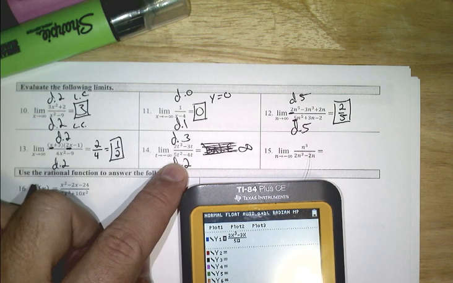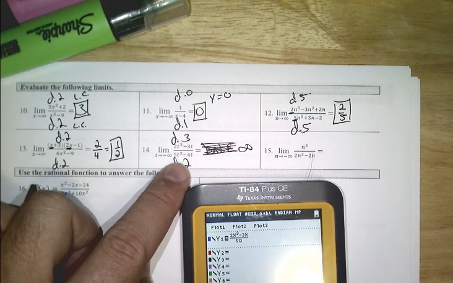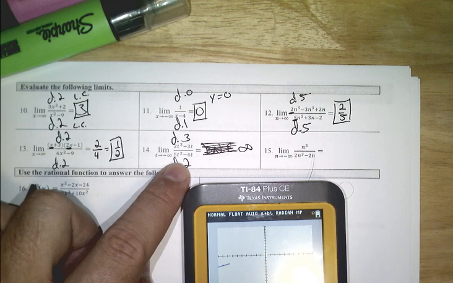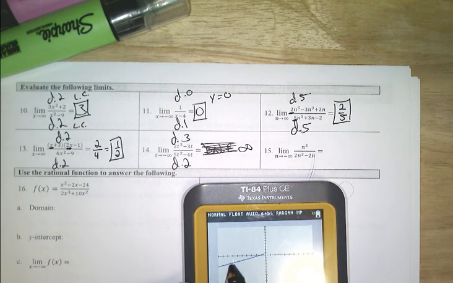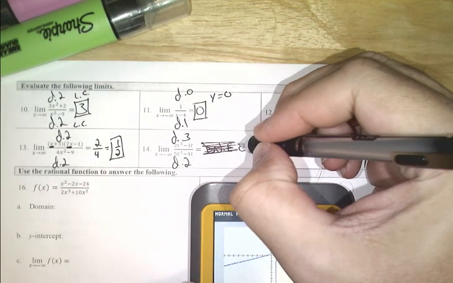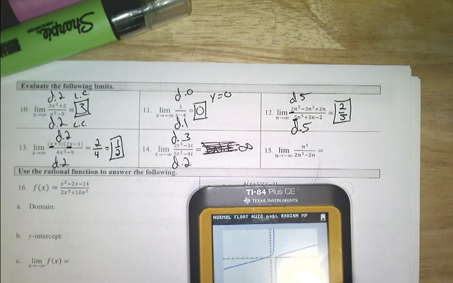over 5. Oh, this goes to negative infinity. I misread that. x squared minus 4x, graph it. So as it goes to negative infinity, not positive infinity, it's going to be going towards negative infinity. So this should be negative infinity. There we go.